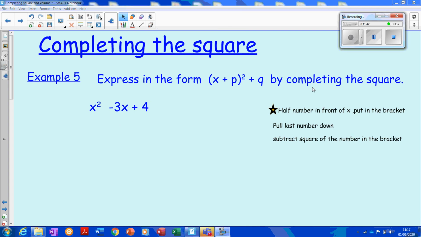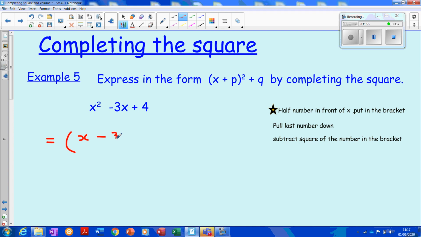Now, a wee extension one, because sometimes you get fractions involved in this. So we've got to half the number in front of x to put it in the bracket. Now it's a minus 3, so all you have to do is minus 3 over 2, that's half. Okay, so that's me half that one. Now, if that was a number where you could simplify that fraction, you must simplify the fraction, but that's all you need to do. Pull the number down at the end is plus 4, and then take away this number squared. So 3 over 2 squared, you square the top, so 3 3s are 9, 2 2s are 4, so it's 9 over 4, so I'm taking away 9 over 4.